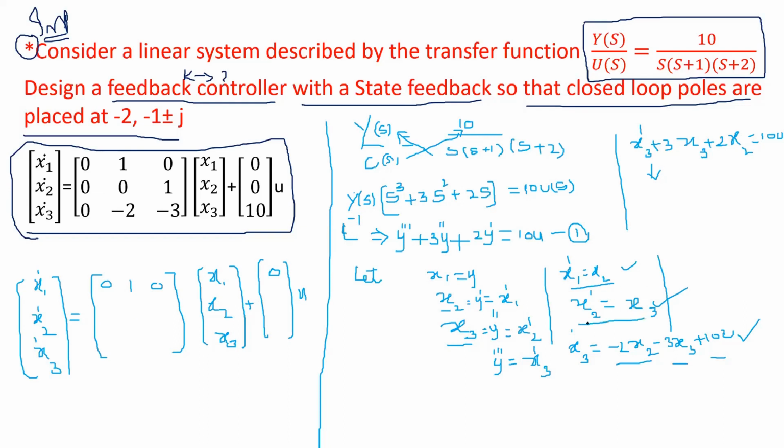X2 dash is nothing but what? X3. Therefore, the third one: 0, 0, 1. Again, it should be 0. Look at this one. X2 dash is equal to 0 into x1 plus 0 into x2 plus 1 into x3. Now, what is x3 dash? X3 dash is nothing but minus 2x2. There is no x1. Therefore, I will go with the first one as 0.